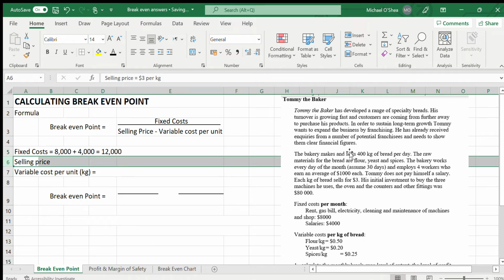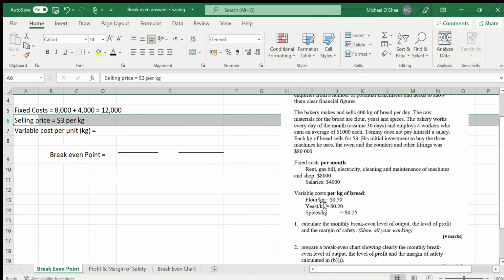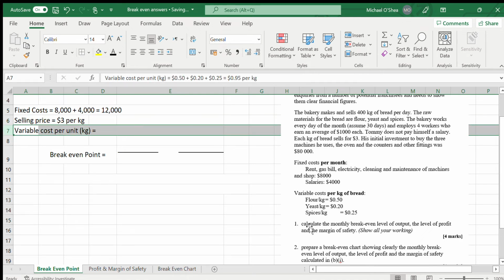For selling price, if we read through this here, we can see that each kg of bread sells for $3. So the selling price is $3. For variable costs, we can see a list of costs here, and each of these are involved in producing the bread, and obviously the more bread we produce, the more flour, yeast and spices we need. Therefore, these are variable costs, and they're per kg, so variable cost per unit. And so we're going to add up 50 cent, 20 cent, 25 cent, and it totals to 95 cent. And so that is the variable cost per unit.